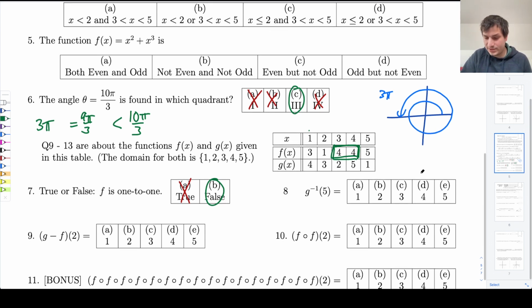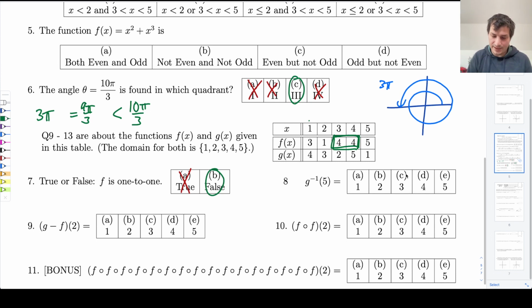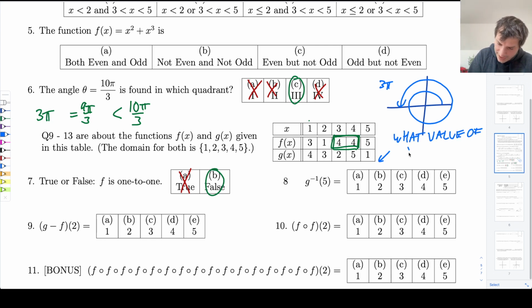Question 8. What is g inverse of 5? So this one, right around half the people got it. You have to know how to do inverse functions, and specifically from a table, which was a homework question. And there's something similar on the practice test, doing it from a graph instead of a table. But g inverse of 5 means what value of x gives g of x equals 5, right? That's what we're trying to solve for.